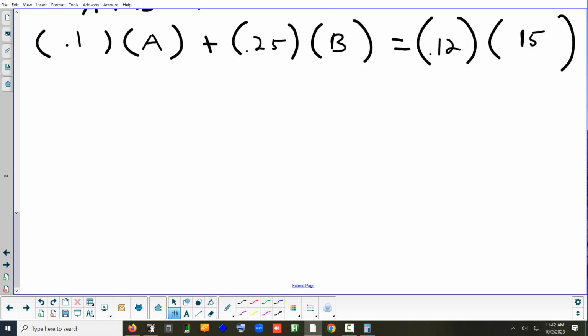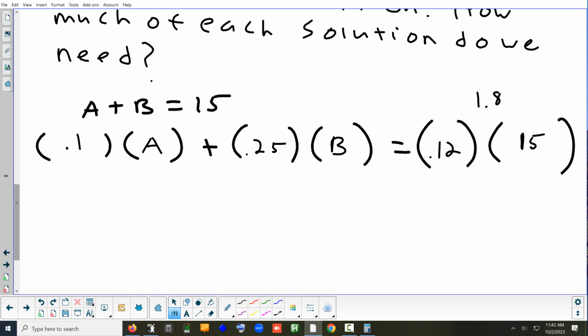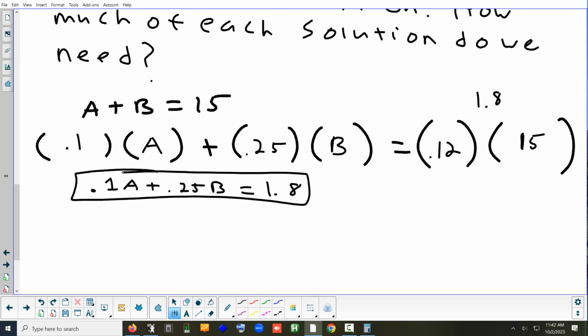Okay, so I'm going to get rid of all my parentheses here. So I'm just going to have 0.1a plus 0.25b equals 1.8. Okay, so there's your second equation. There's your first equation.